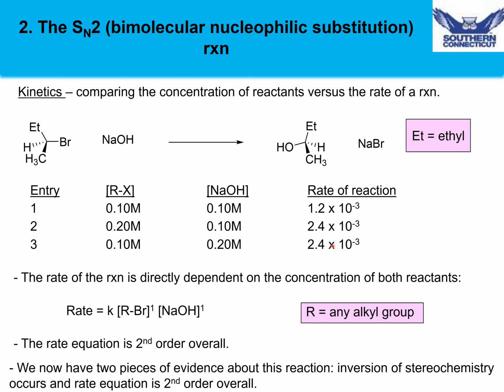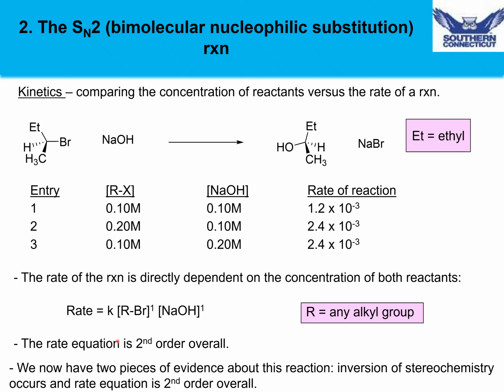So for this reaction, based on these kinetic studies, we can determine that the rate equation is equal to a constant K times the concentration of the alkyl halide raised to the 1 power times the concentration of the sodium hydroxide raised to the 1 power. So overall, this rate equation is second order overall. We get that by adding the two exponents: 1 plus 1 makes this a second order overall reaction.